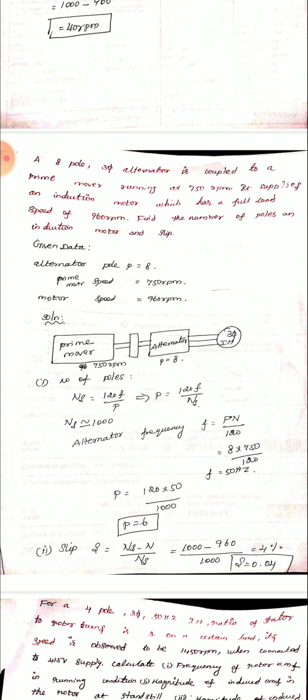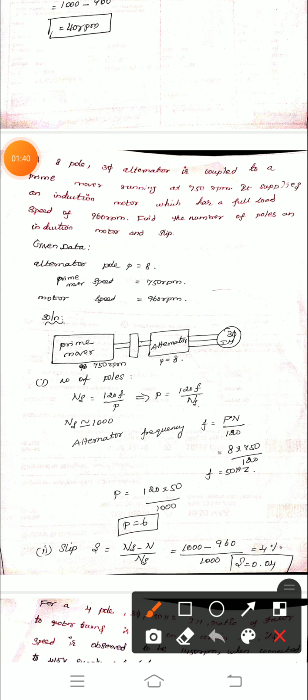A 8-pole 3-phase alternator is coupled to a prime mover running at 750 rpm. It supplies an induction motor which has a full load speed of 960 rpm. Find the number of poles of the induction motor and the slip. So in this problem, we find the number of poles and the slip.